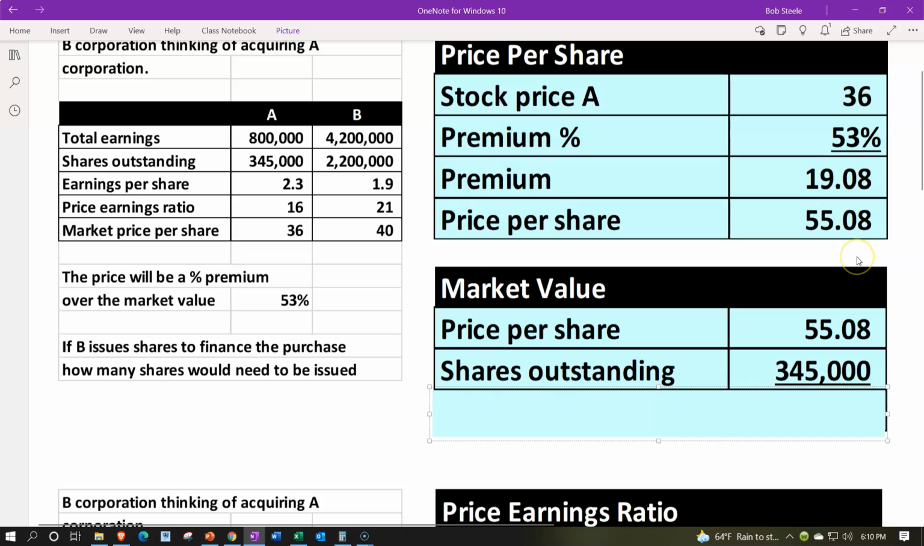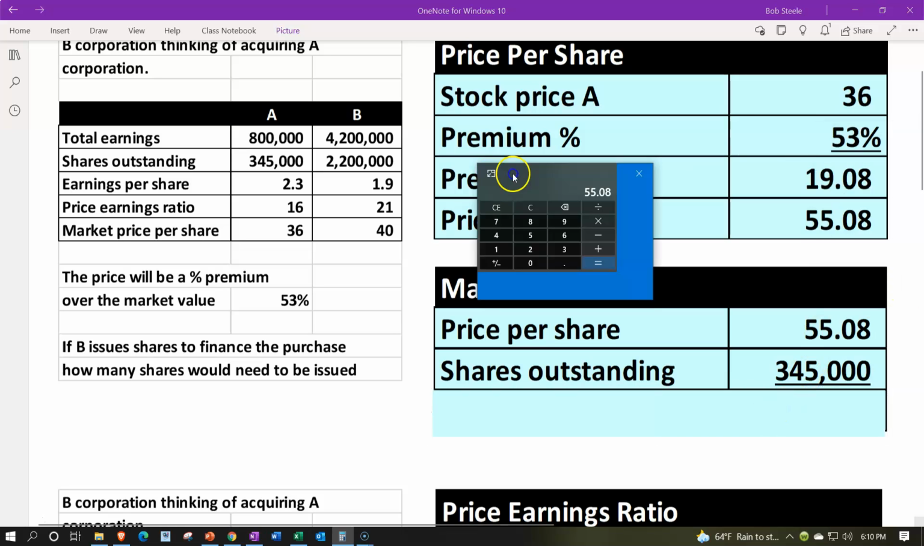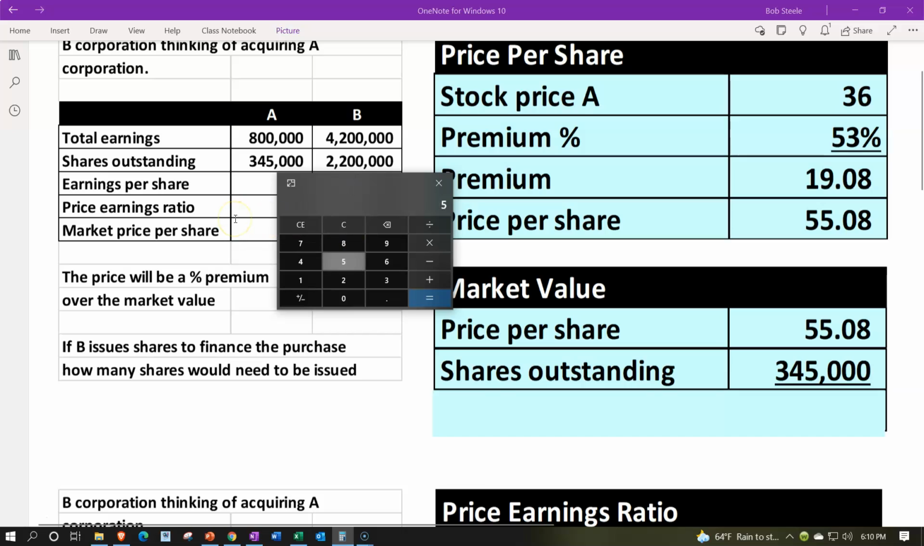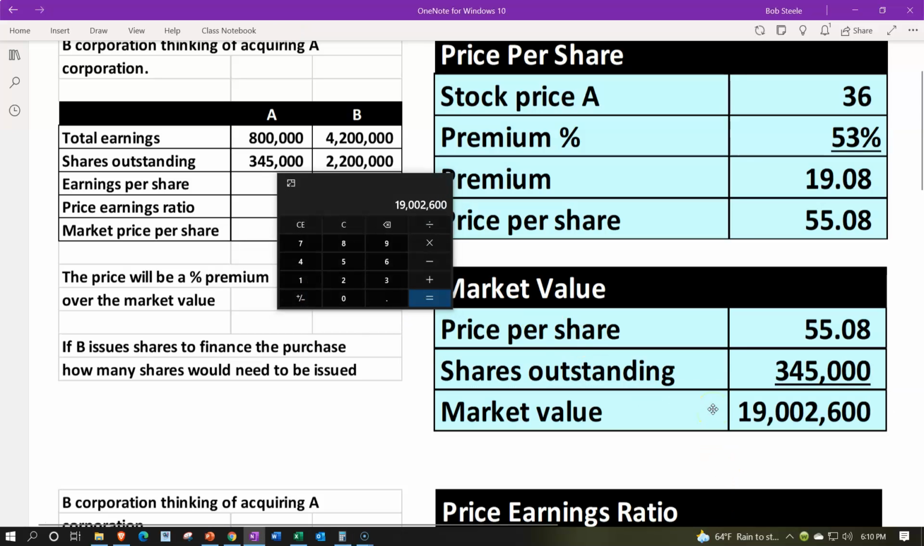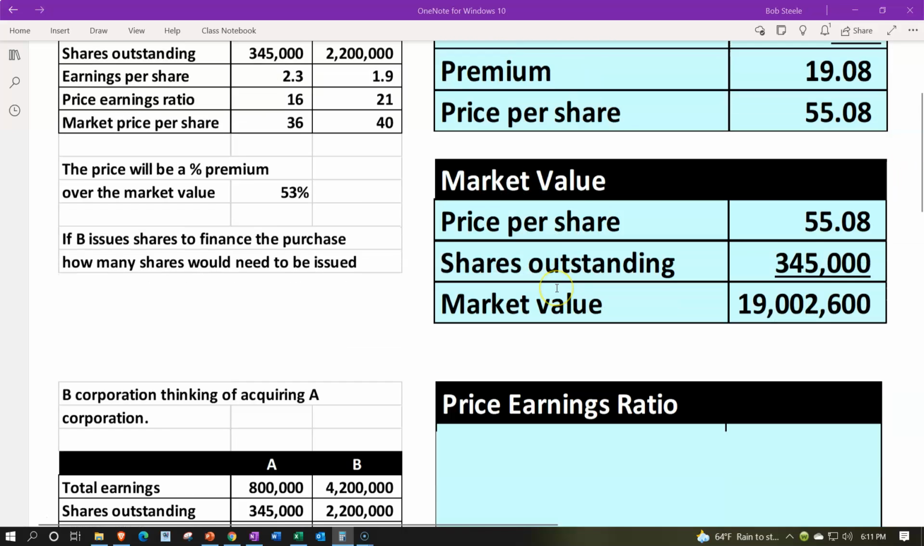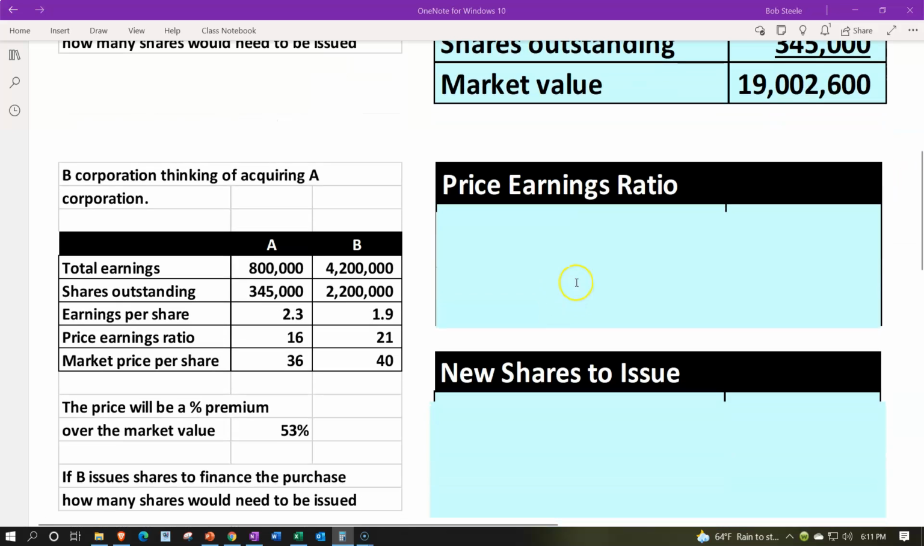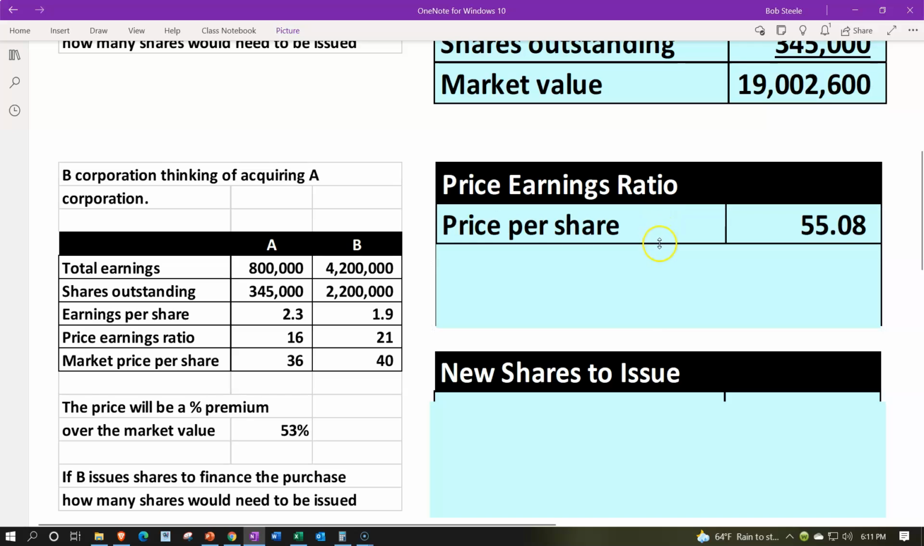If they settle on this price, then that would be the price that has been determined by the market, given this is basically a market transaction that's taking place here. So we're going to say, all right, that's going to be the 55.08 times the 345,000, and that'll give us our 19,002,600.